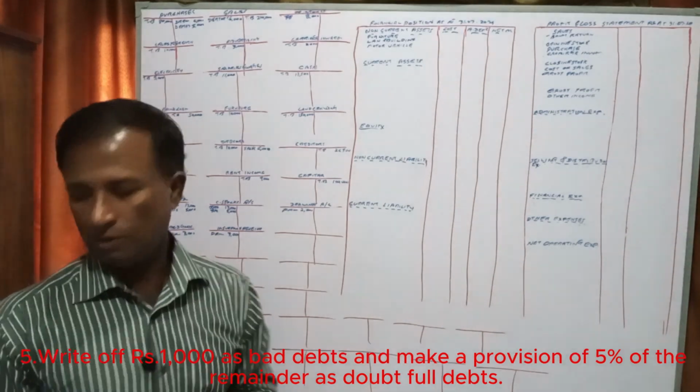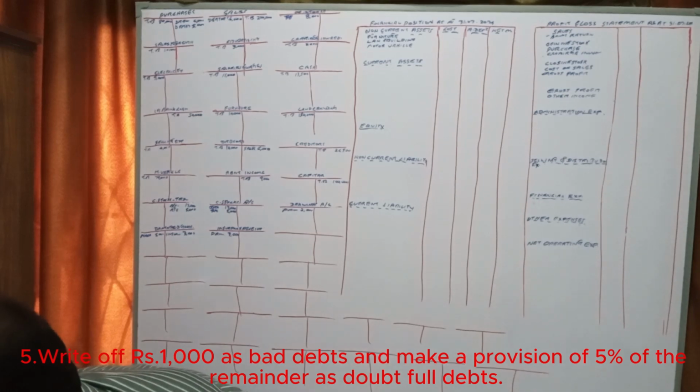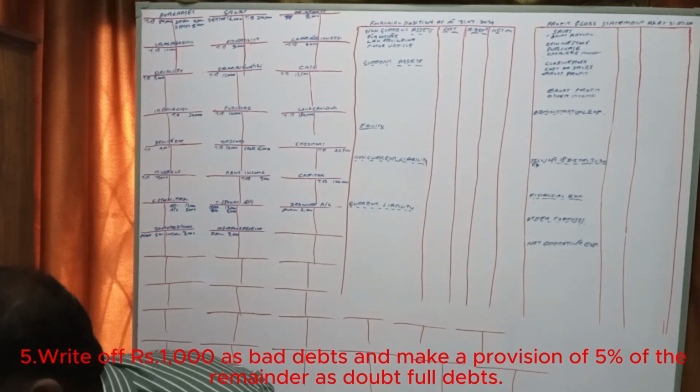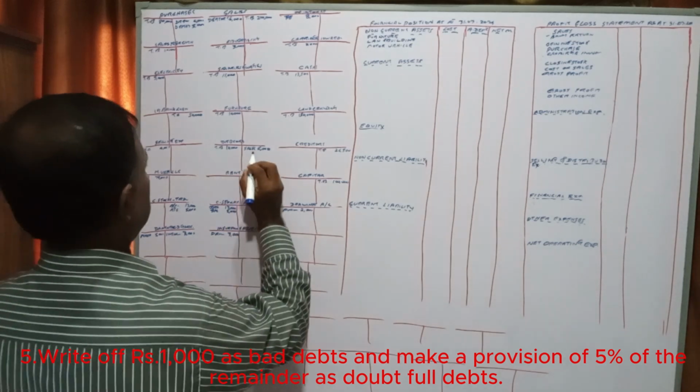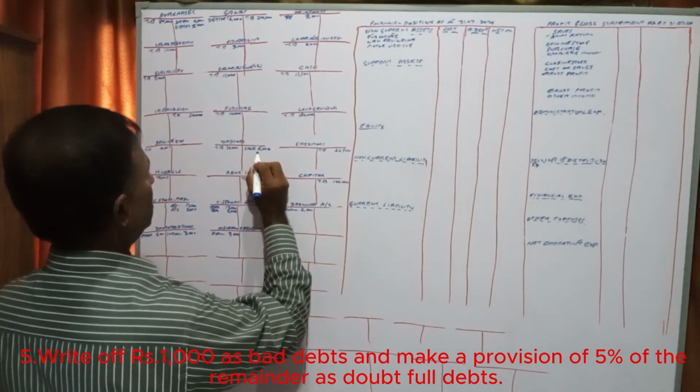And the fifth one is to write off 1,000 as bad debts. Bad debts 1,000 from the debtors. Debtors account credit, bad debts account debit.